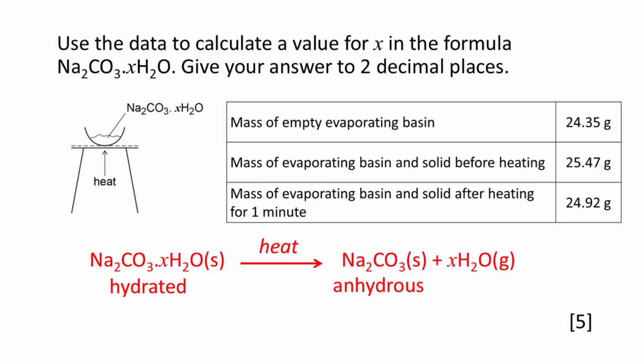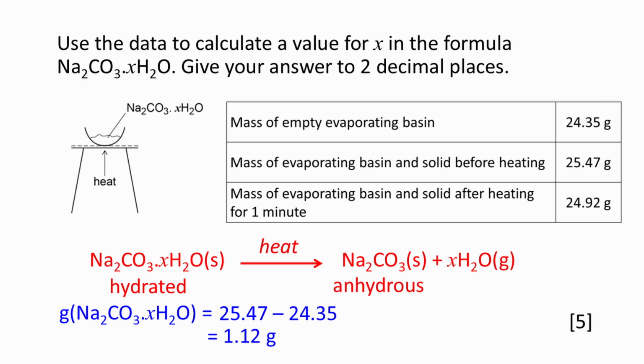The equation there shows what's happening when the substance is heated. Hydrated Na2CO3 is present in the evaporating basin before it is heated. The mass of the hydrated sodium carbonate can be found by difference. Subtract the mass of the empty evaporating basin from the mass of the basin and the hydrated solid to find the mass of the hydrated solid. This works out to be 1.12 grams. There is a flaw in this procedure that we will look at later.